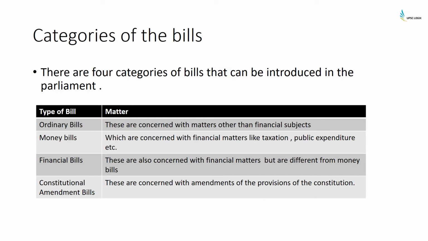Before we move on, let us just have a quick look at the categories of the bill. There are four categories, as I told you before. There are ordinary bills. These are bills that are not concerned with any kind of financial subjects, and all the matters that do not fall under the financial headings come under ordinary bills. Then there are money bills, and these are concerned with financial matters like taxation, public expenditure, etc. Then there are financial bills. These are also concerned with financial matters but are different from money bills. And then there are the constitutional amendment bills. These are concerned with the amendments of the provisions of the constitution.